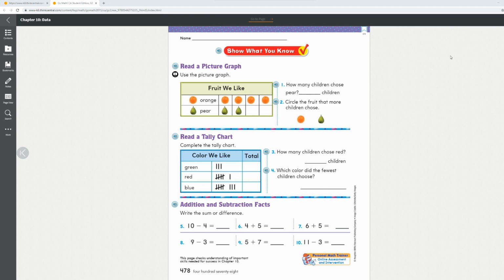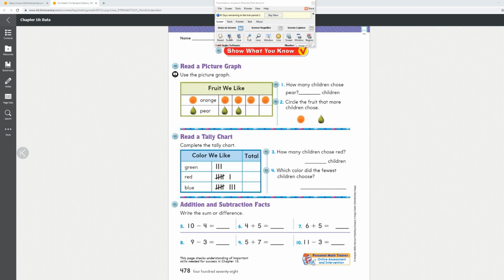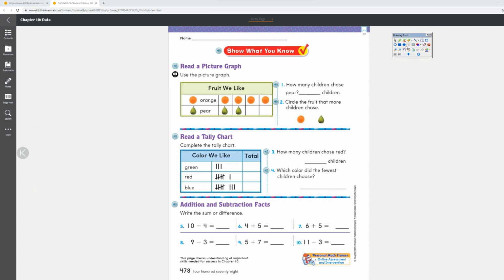Okay class, let's go over the answers. For number 1, you should have written that 2 children chose the pear because there's 2 pears next to the category. And how many oranges do we have then if we have 2 pears? Well, we have 4 oranges. 1, 2, 3, 4. So we should have circled for number 2 the orange because there's more oranges than pears.